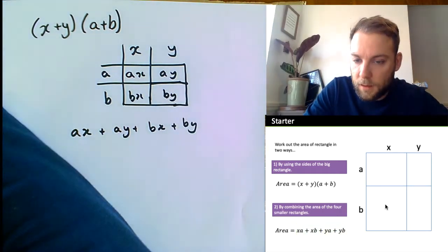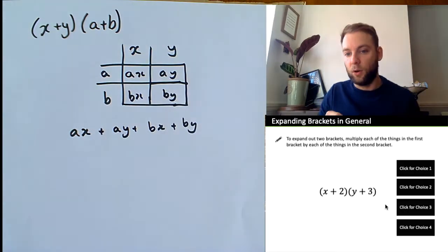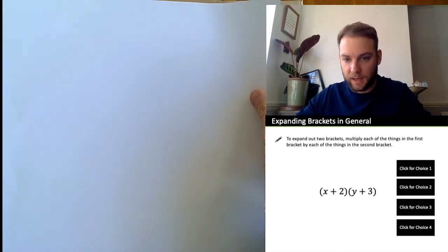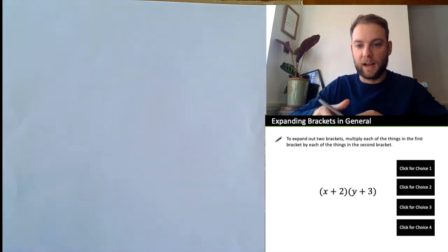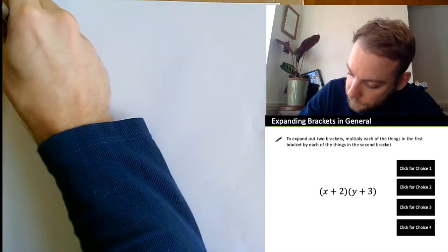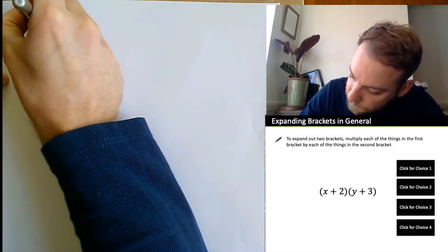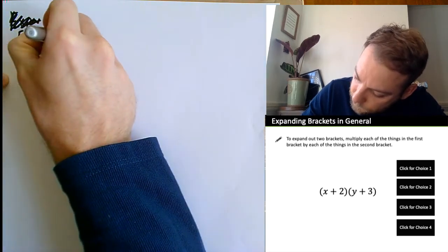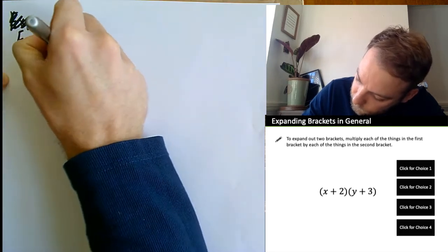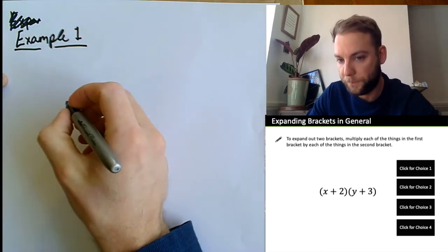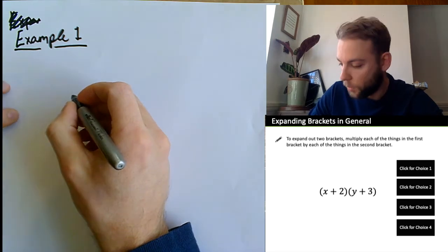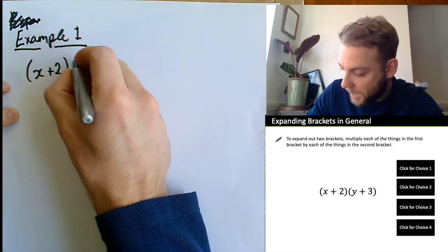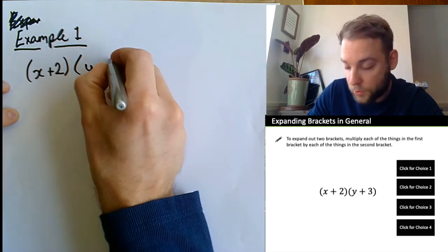So let's have a little look at this question here. Now this one I am going to suggest that you get down in your notes as your first example. So let's get this one down as example 1. So here we've got example 1. So with example 1 we've got x plus 2 times by y plus 3.